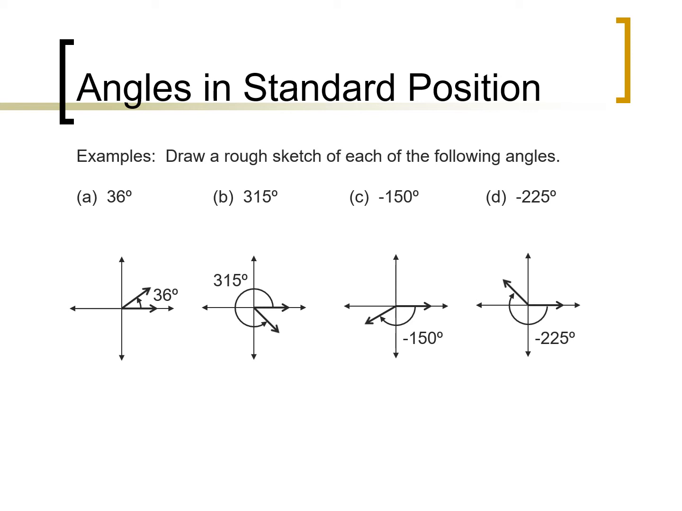Now, again, that arc marking with the arrowhead at the end is very important. If you just showed the initial ray and the terminal ray, I wouldn't know. Did you go negative 225 degrees? Did you go some positive angle, maybe positive 135 degrees? We have a bunch of angles that will end in the same place, but you get there in a different way. And these angles are called coterminal angles.